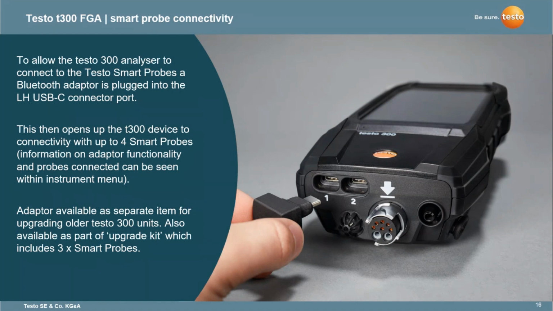If somebody's got one of the older 300s that's not supplied with this, so say everything from September last year is now automatically provided with this little Bluetooth adapter. But if for some reason maybe somebody's bought a 300 earlier, you can buy the Bluetooth adapter as an upgrade. And if you've not got any smart probes, you can actually buy a part of an upgrade kit, which is 3 smart probes and the little Bluetooth adapter as a package.